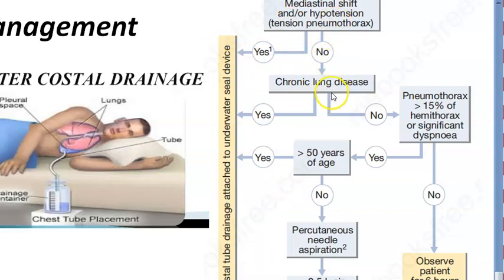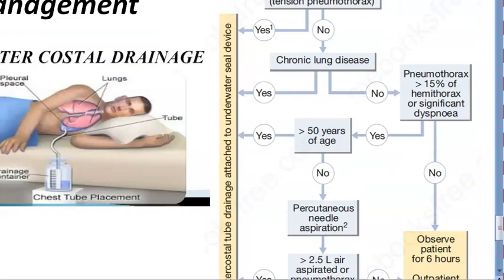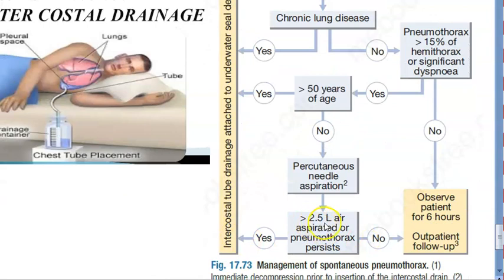Now there is no mediastinal shift. Is there some chronic lung disease in this guy? Yes. If there's some chronic lung disease, then again chest tube. Then look at other things also. Whatever happens, is he greater than 50 years, then again chest tube. Then what else here? When are they putting chest tube? Greater than 2.5 liter air aspirated or pneumothorax persists, then chest tube. For most of them, it's chest tube only.